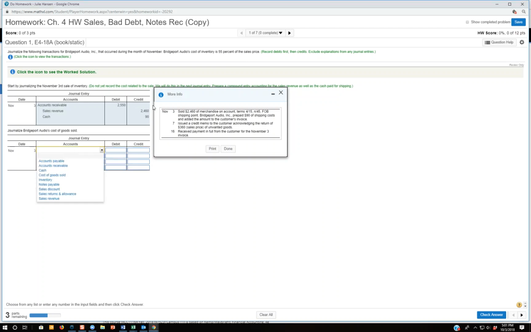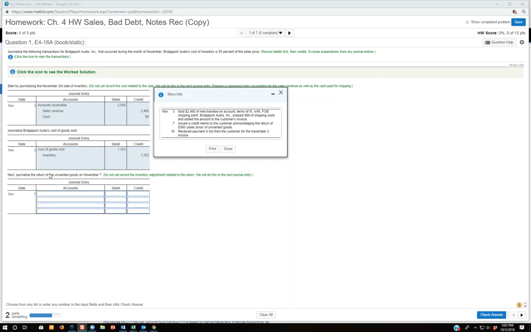So if I take the sale that I made, which was $2,460, multiply that times 55%, I'm going to get my cost of goods sold, and that is $1,353 for me. And then because I had that in inventory and I'm now releasing it from inventory because I sold it, then there's my entry for that.